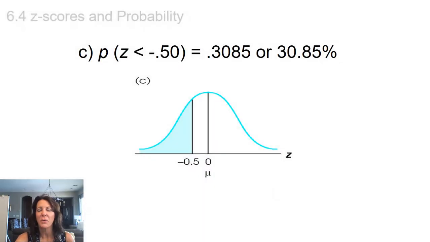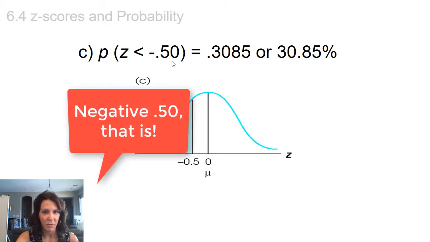Let's try this one. This time we're looking for a z-score of negative 0.5. Once again, there's no negatives in the z table or the unit normal table. Just look for 0.5. And we're looking for the proportion or the probability of z-scores that are less than negative 0.50.